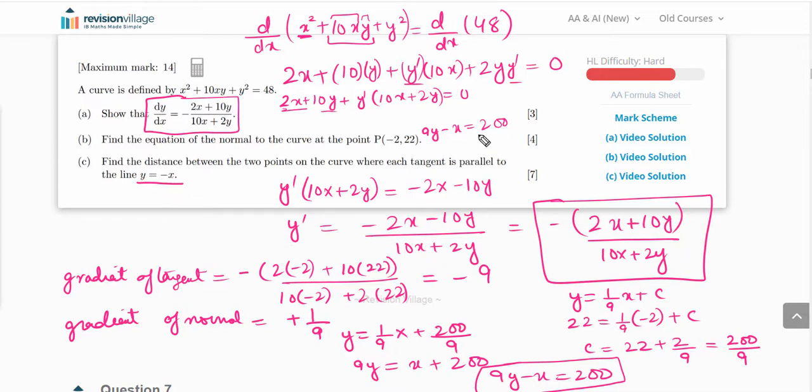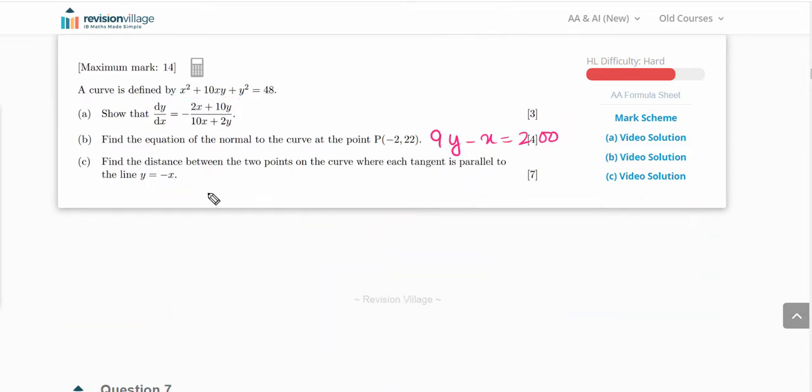So in order to do this, let me just erase everything. Alright, so I repeat it again. Find the distance between the 2 points on the curve where each tangent is parallel to the line y equals negative x. So as we know that we have the equation for the gradient of the tangent over here, and we can get the equation for the gradient of the tangent from here. Then what we do is we'll put them equal to each other and work out the 2 points where the gradients are parallel.